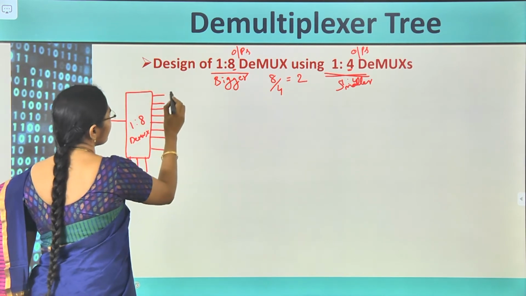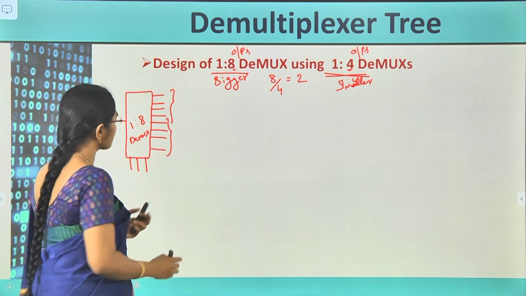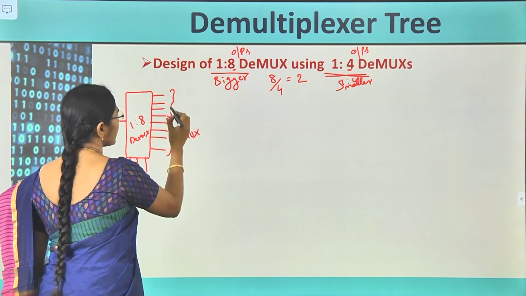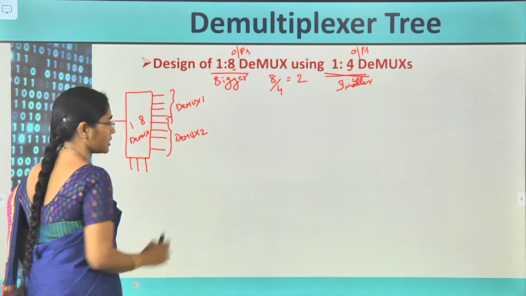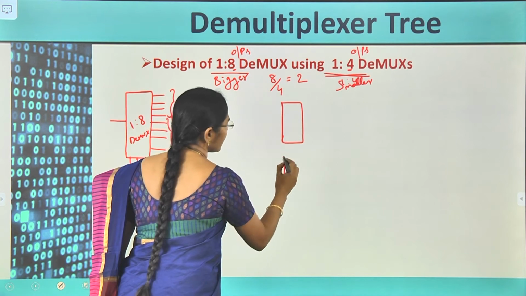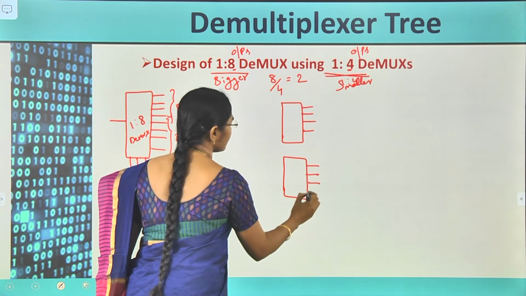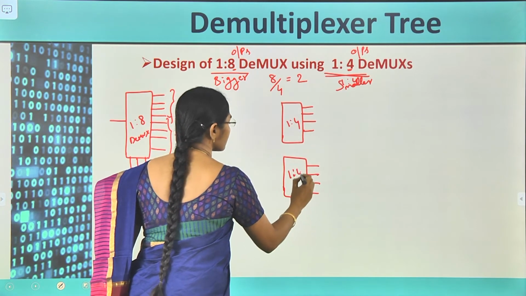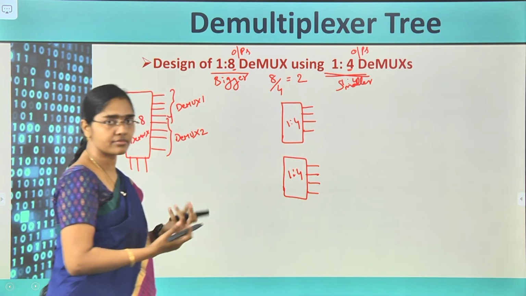That is, to cover all these 4 outputs, 1 demux is required, and for these other 4 outputs, another demux is required. So, let us assume demux 1 and demux 2. Directly draw those 2 demultiplexers like this, with outputs 1, 2, 3, 4 and 1, 2, 3, 4. What are their sizes? 1:4 and also 1:4. The output lines part is finished.